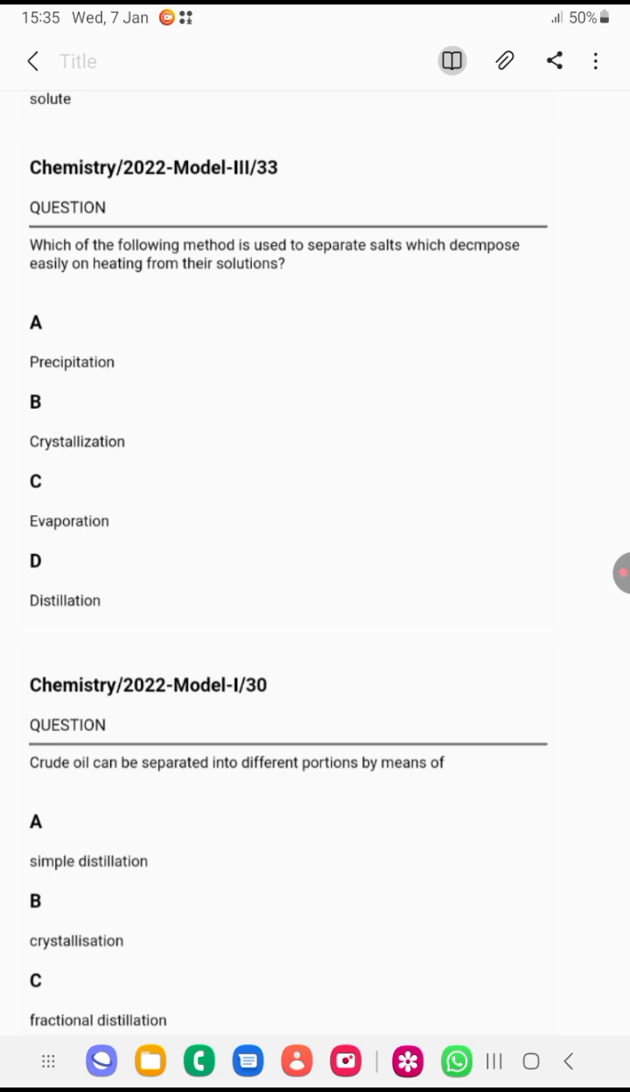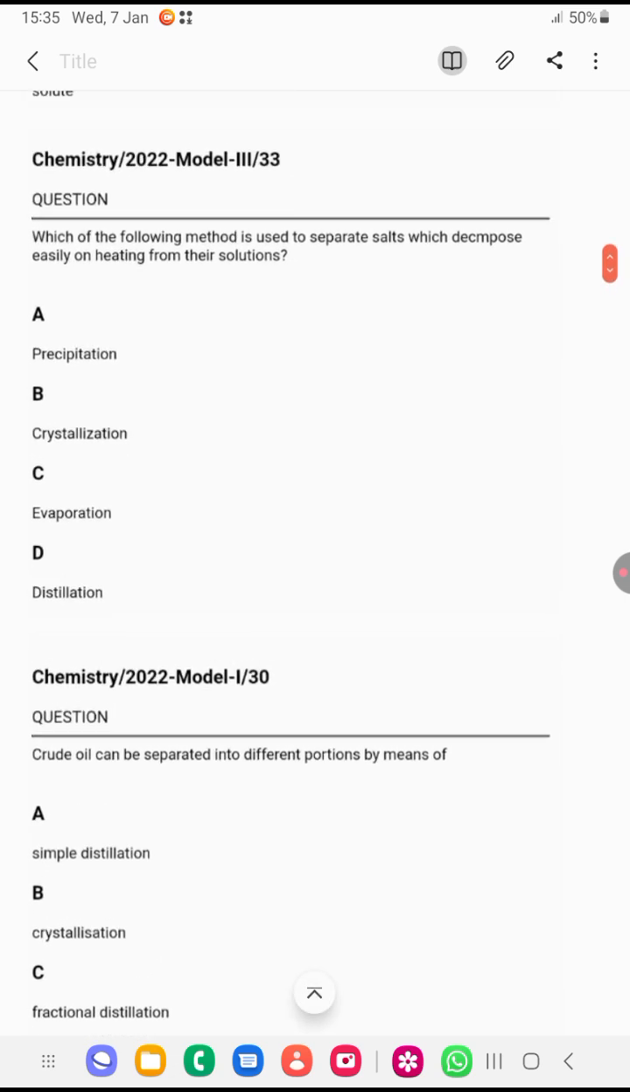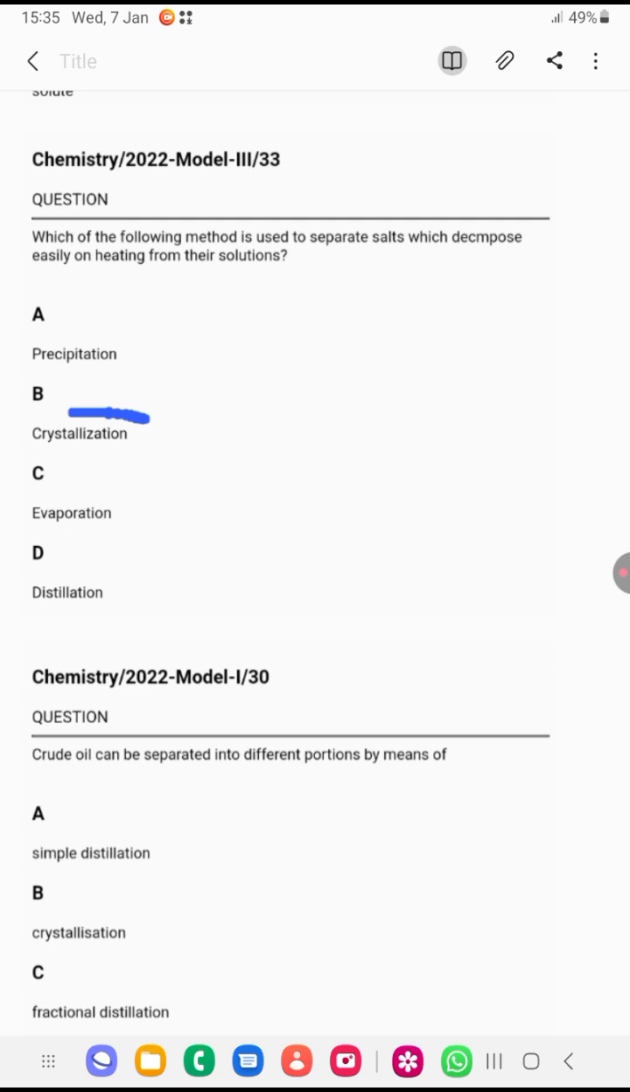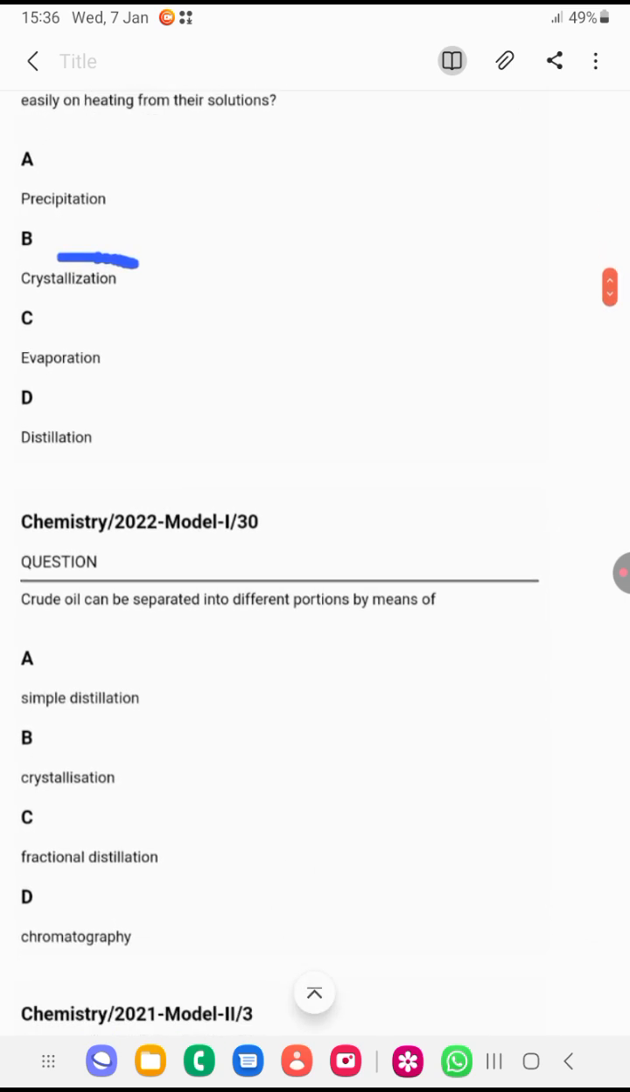So A, precipitation. B, crystallization. C, evaporation. And D, distillation. The answer here is B, crystallization. So crystallization is used to separate salt which decompose easily on heating from their solution.